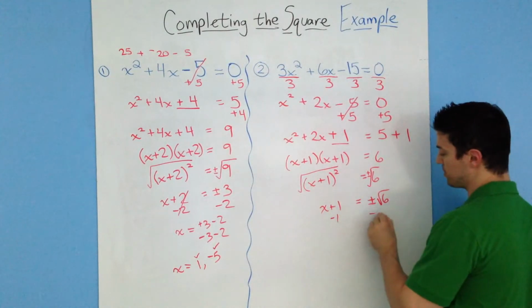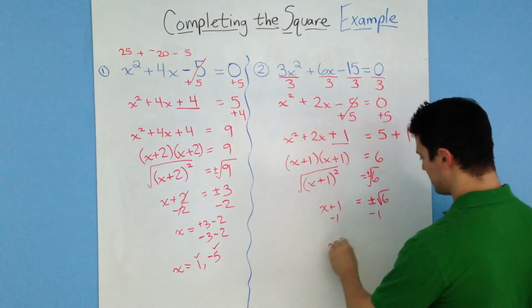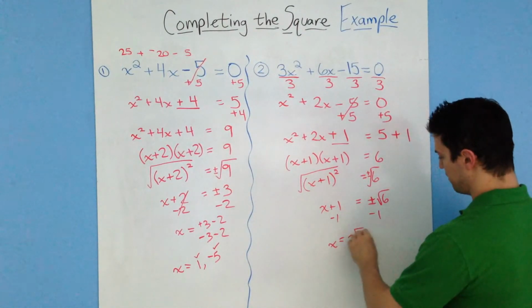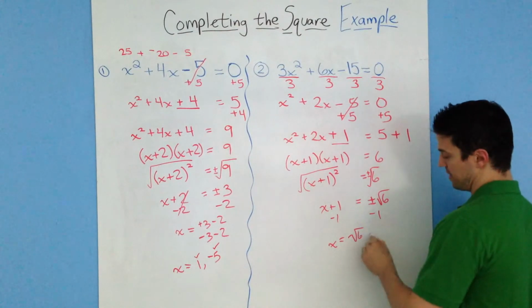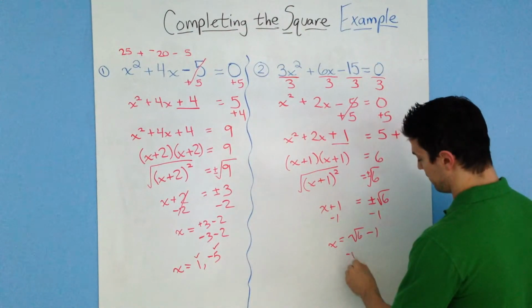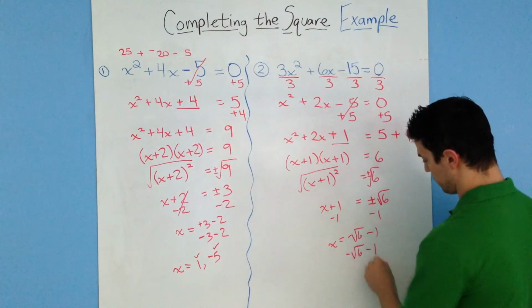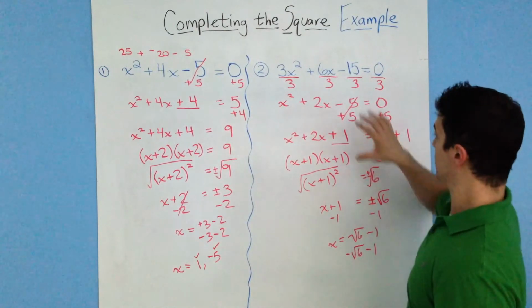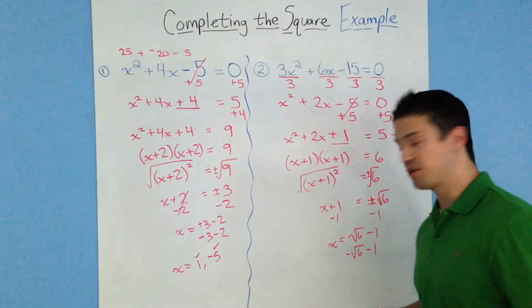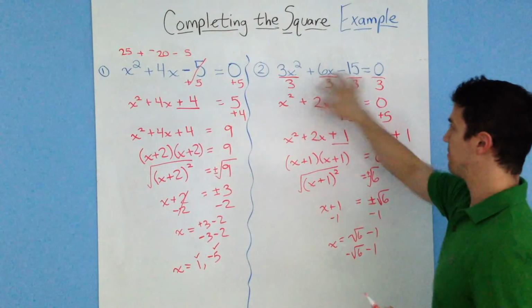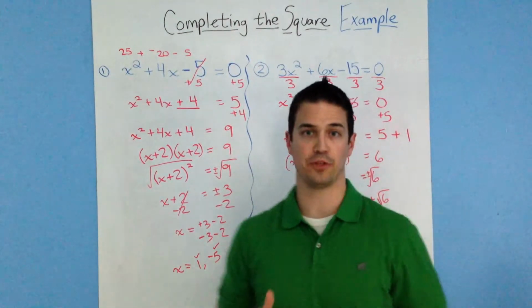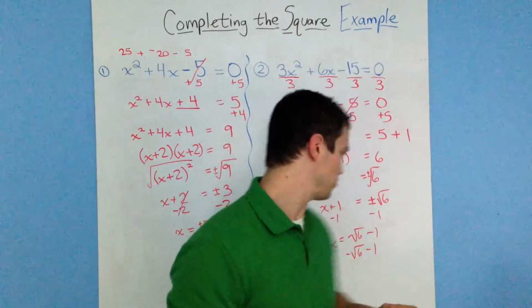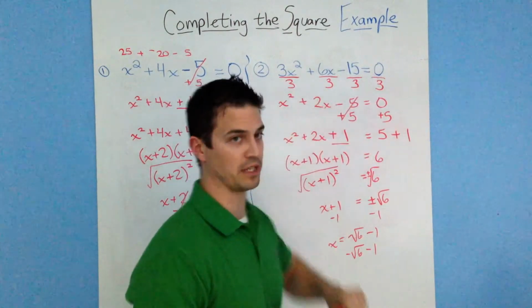Subtract off 1 from both sides, and x ends up being positive square root of 6 minus 1 and negative square root of 6 minus 1. So these would be the two answers for this problem up here. So now what you're going to want to do is test each of these to see if they actually work out. Now I'm going to leave that up to you just because it's good practice for you to try that. So try plugging these back in and seeing if you get 0.